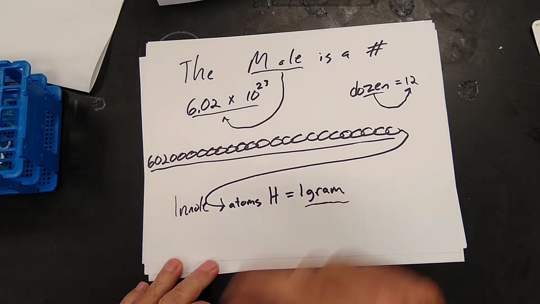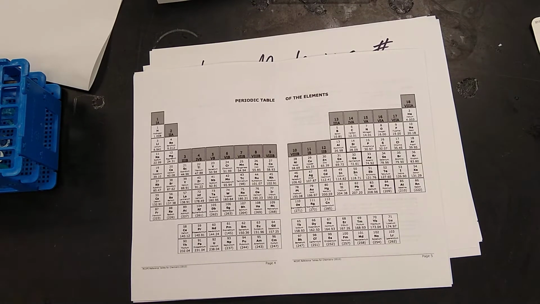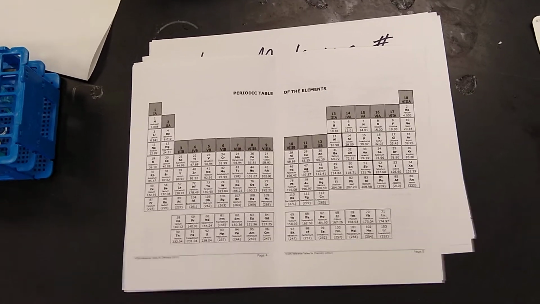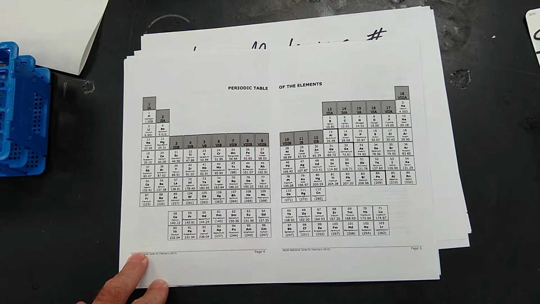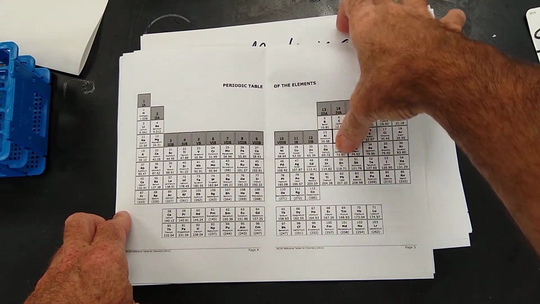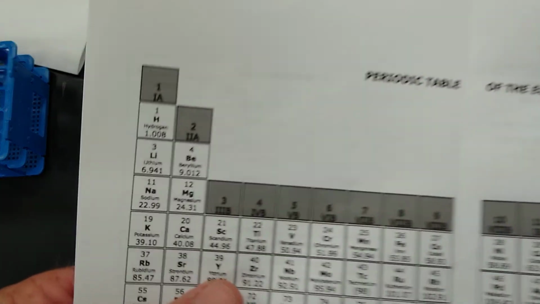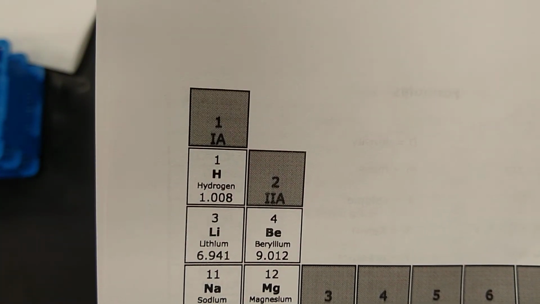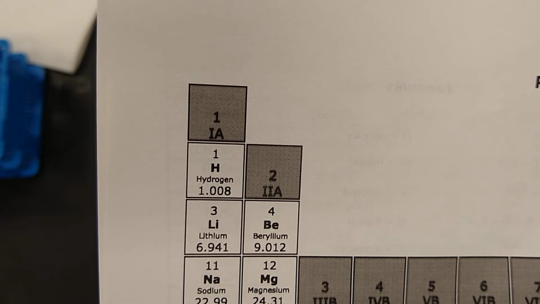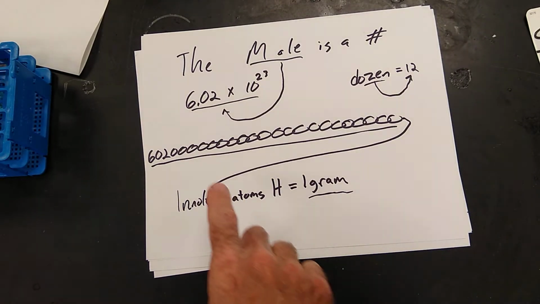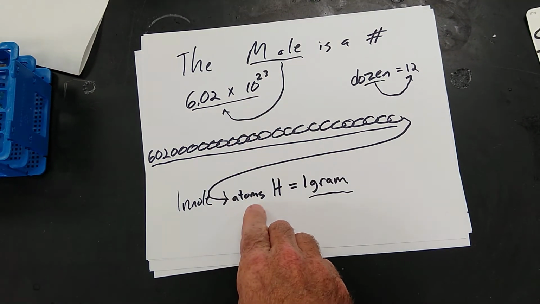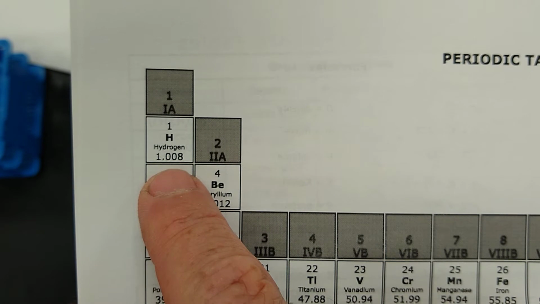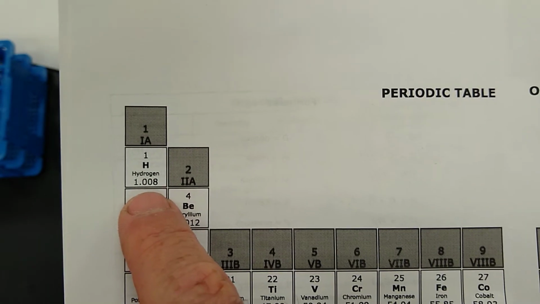How do we get this 1 gram number? Here's where we get it. The number 1 comes from the periodic table. Look at hydrogen, and I don't know how well you can see that, but if you look, the atomic mass for hydrogen is 1.008, okay? Now, what that means is if you have 6.02 times 10 to the 23rd atoms of hydrogen, they will weigh 1.008 grams. That's crazy, right?